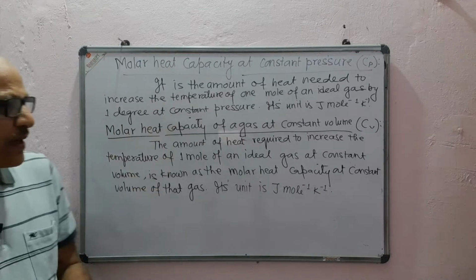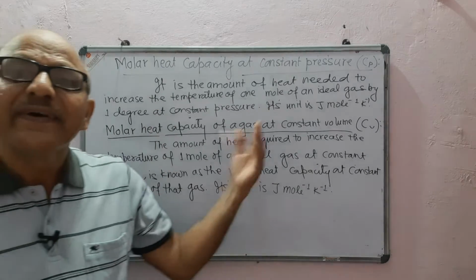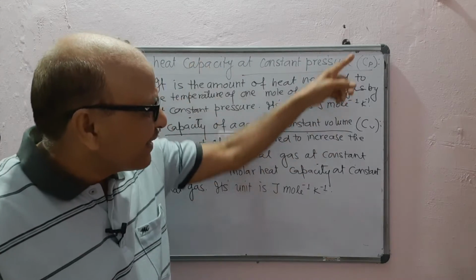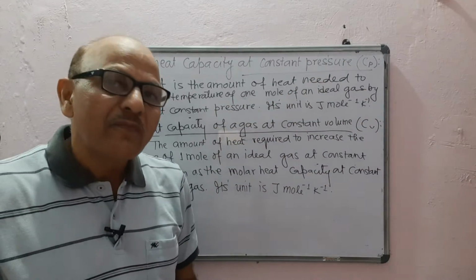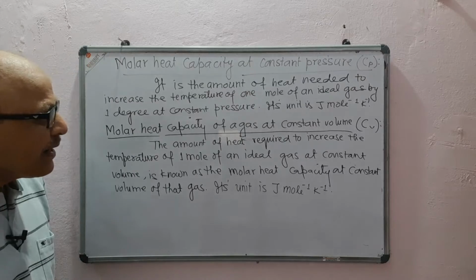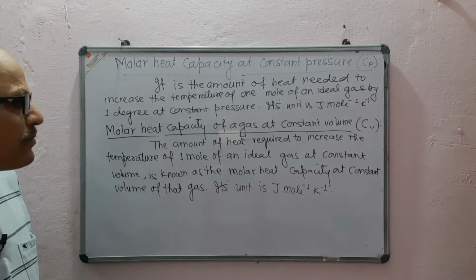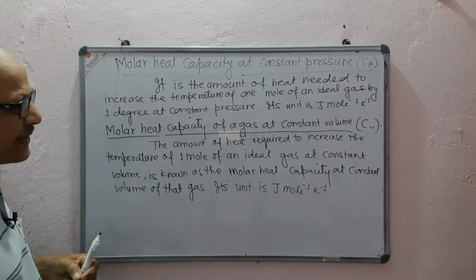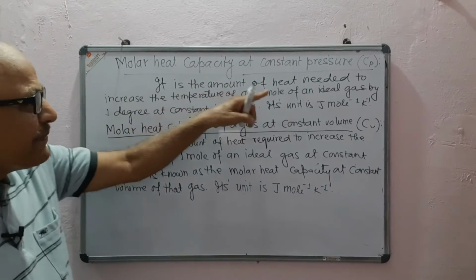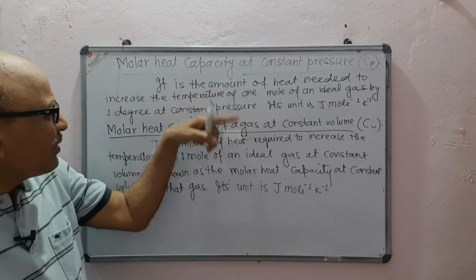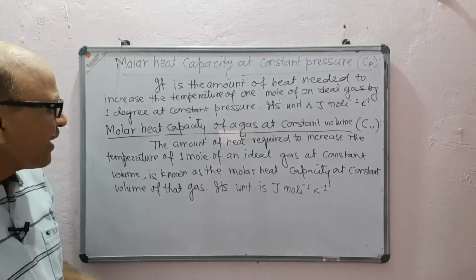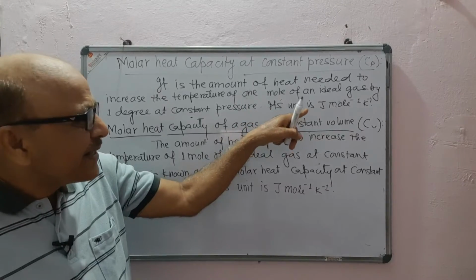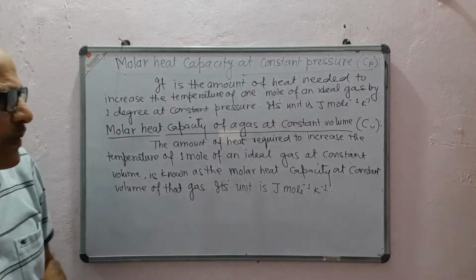The values of Cp and Cv are different for different gases, and for any gas Cp minus Cv is equal to capital R, where capital R is the universal gas constant. Next we define specific heat capacities. In the same way, if you replace 1 mole with the unit mass, its SI unit is joule per kg per Kelvin.